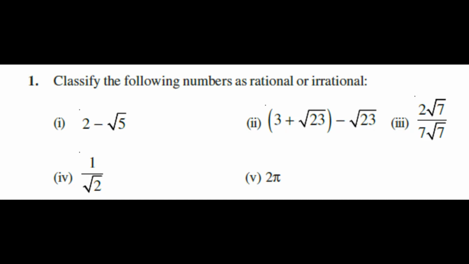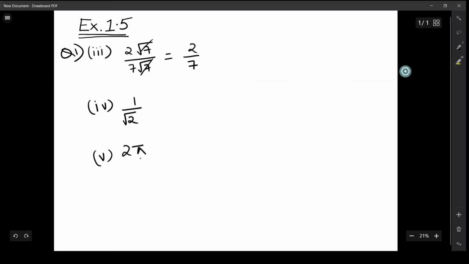Fifth one is 2 pi. Pi we know is a unique irrational number. 2 is a rational number. When we multiply the 2, it will always be an irrational number. And that completes all the parts of question number 1.